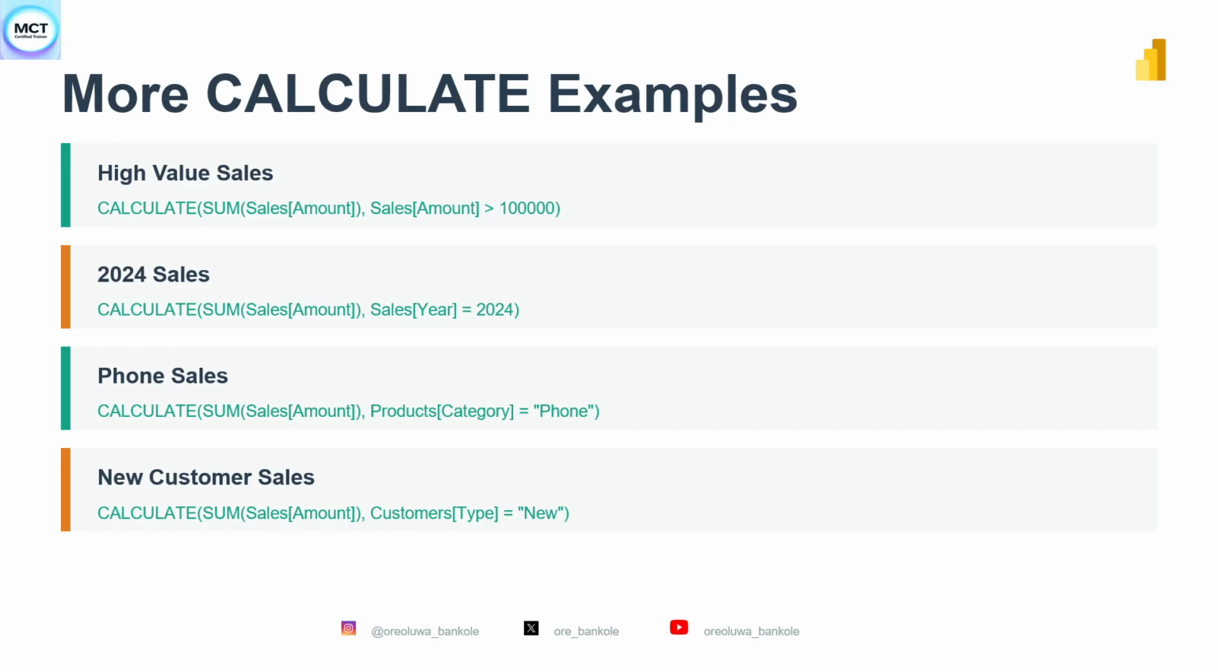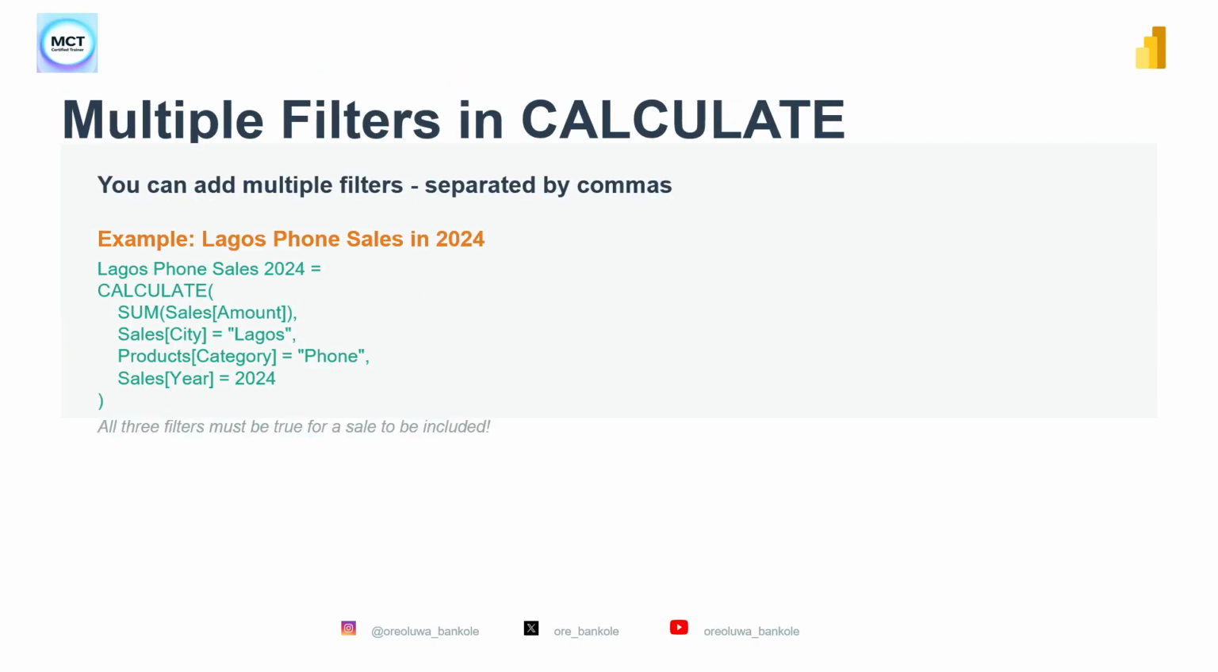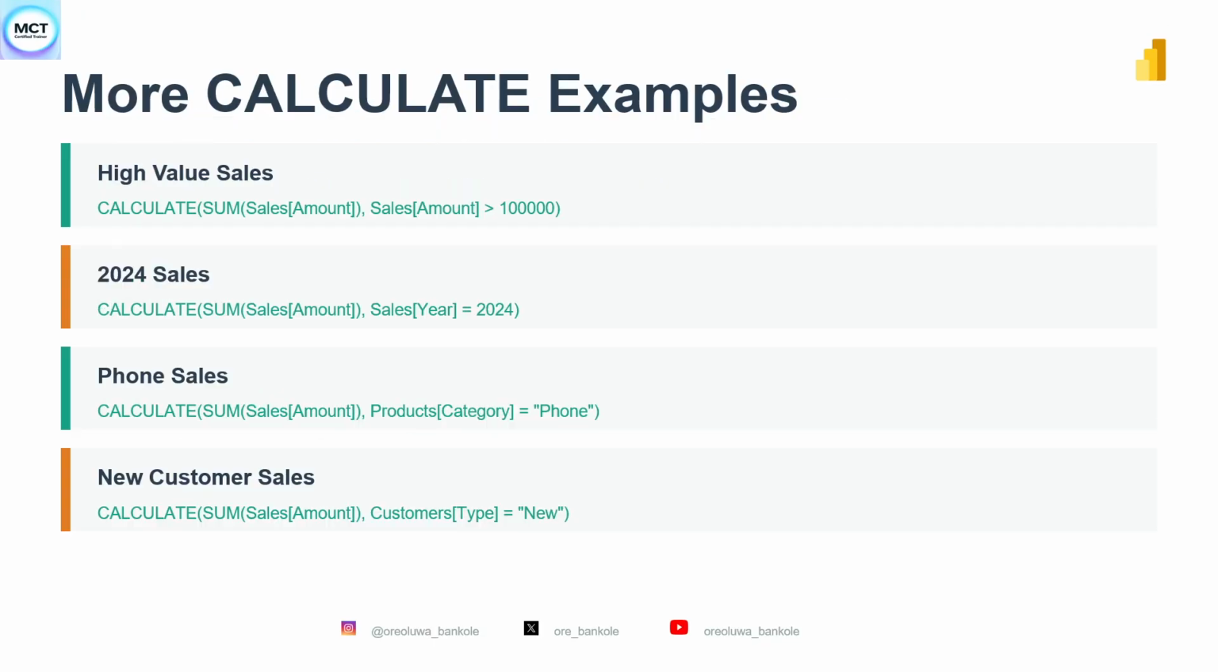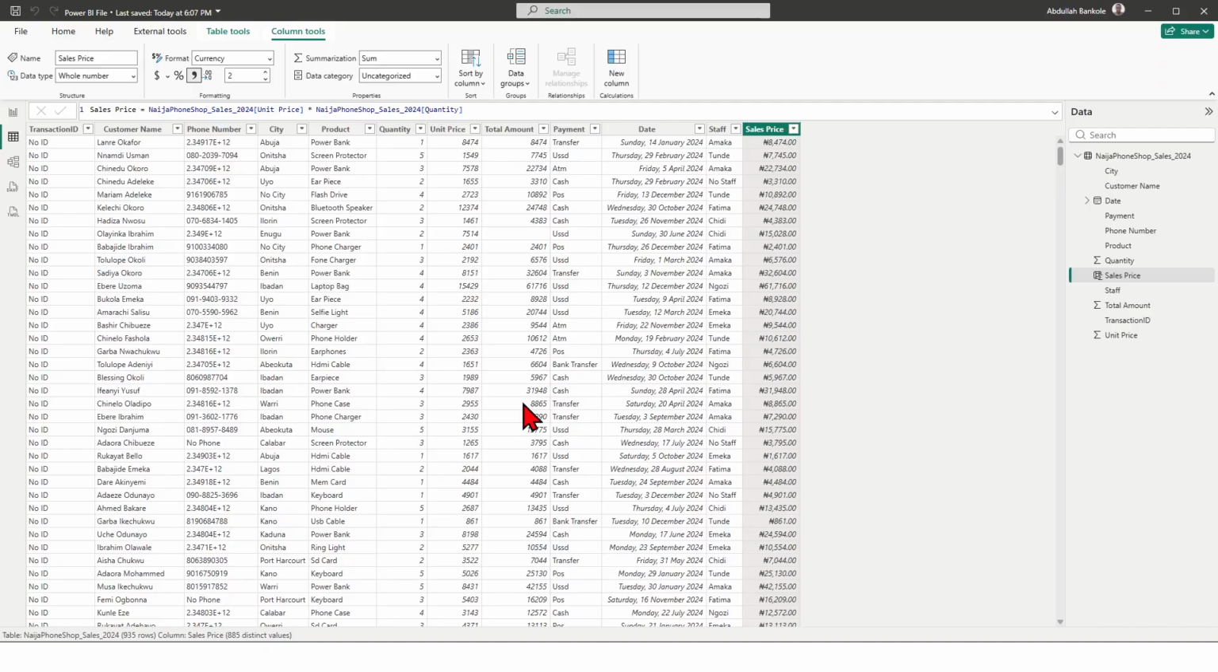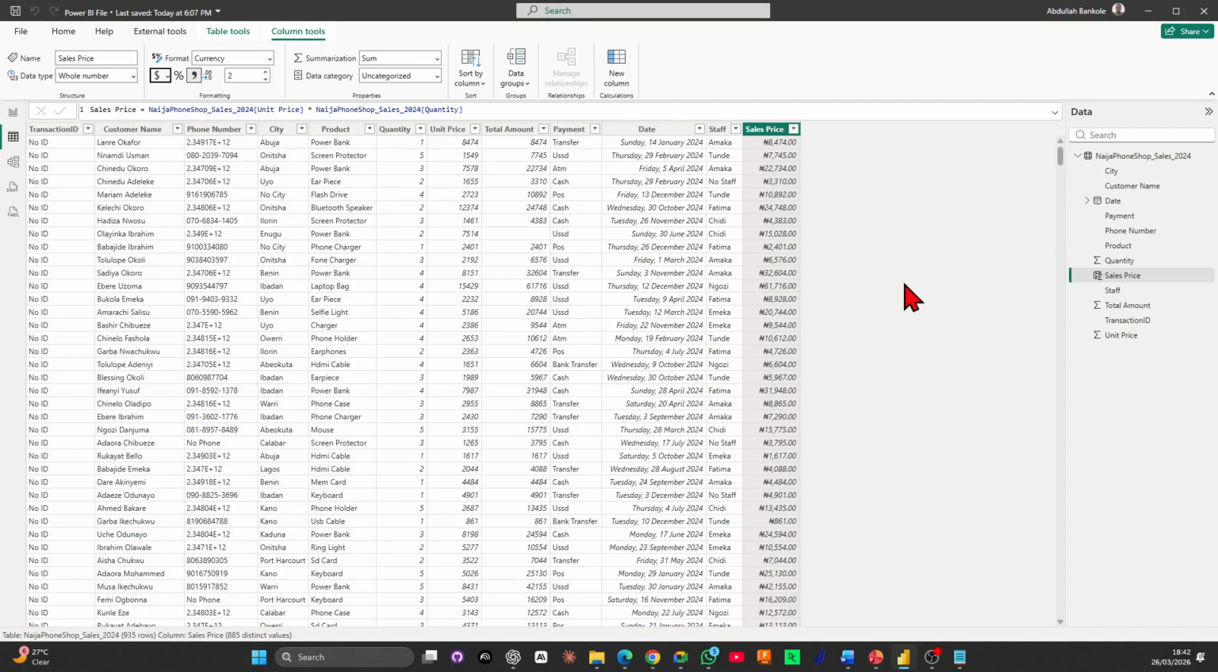There are still much more complex things with CALCULATE, but if you understand all this and these two ways that I have brought, you wouldn't really trouble yourself much. So let's bring it into action before we go into filter context. Let's go back to our data set. Now let's say you want to know the sales for Lagos.